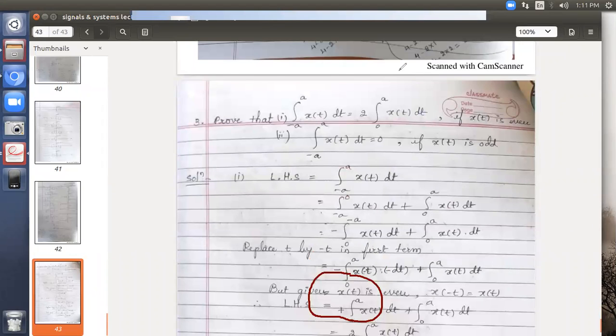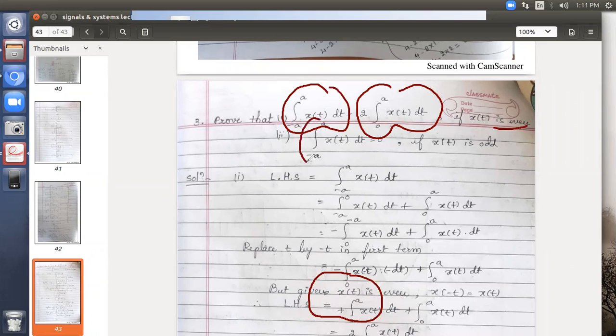Two more assignments are there, and these equations visible on the screen are the equations which you need to prove for even and odd signals. Again, take this as an assignment. Anyhow, I'll be sharing the document with you. If you don't understand anything, you can ask me anytime. You have to prove that the integration of a signal is equal to 2 times the integral if the signal is even, and the integration is 0 if the signal is odd. You have to prove this.